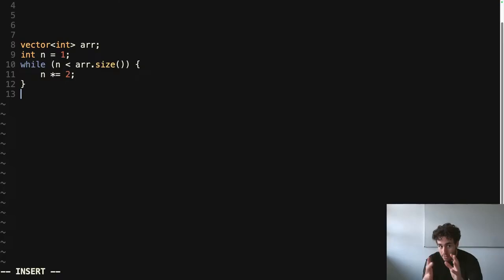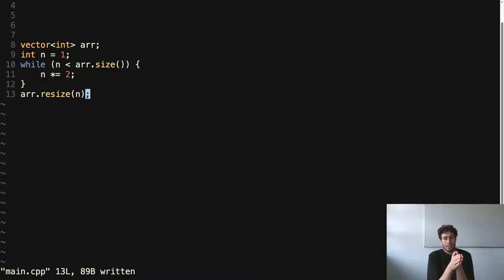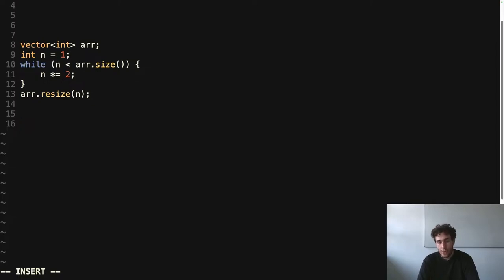So while n is less than the size of our array, I double it. So at the end, n is a power of 2, and it's at least the size of our array. So I can just resize my array with n. So basically I added some dummy elements at the end of my array. It's a power of 2 now. And now let's create our tree. So our tree again is going to be an array, right?